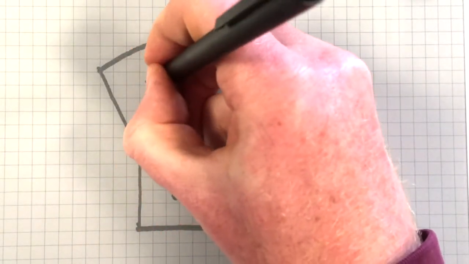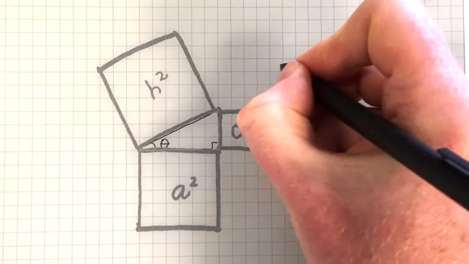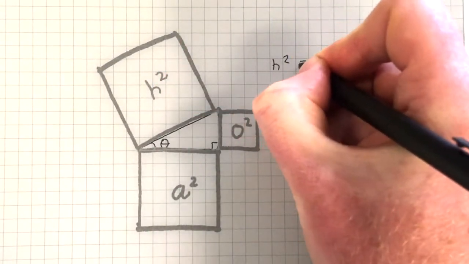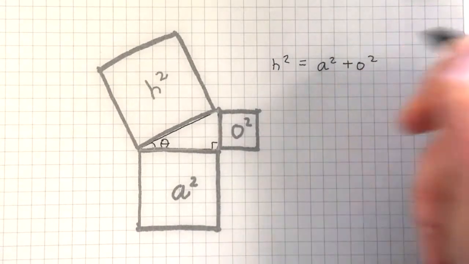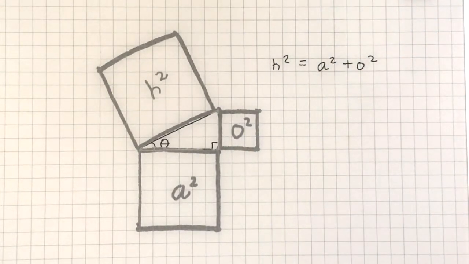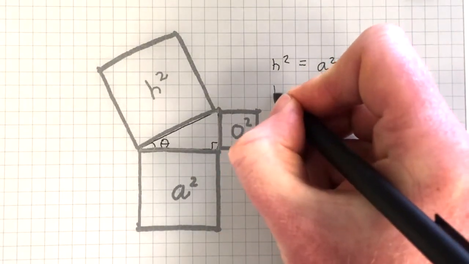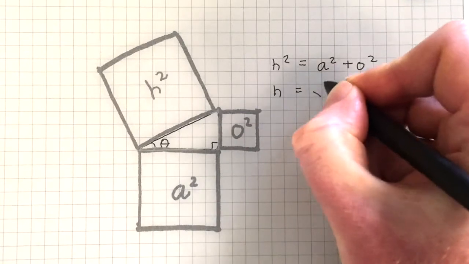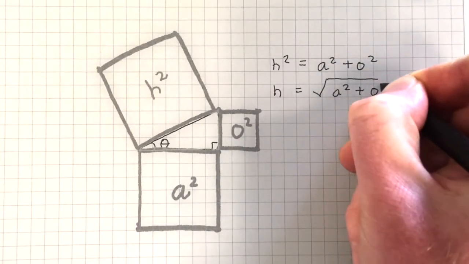Call that h squared. So Pythagoras' rule means that this h squared is equal to the sum of the squares on the other two sides. H squared equals a squared plus o squared. If we wanted h on its own, then we would square root the other side. So let's say h equals the square root of a squared plus o squared.